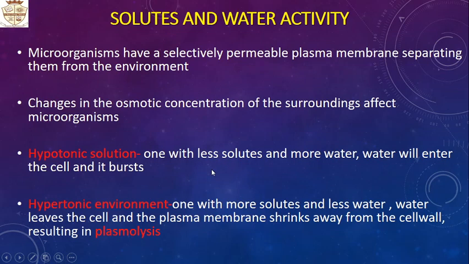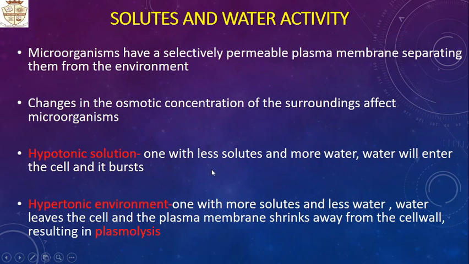What does the term selectively permeable mean? It means the plasma membrane allows certain substances to pass through it and blocks certain other substances. So changes in the osmotic concentration, in the level of solutes, in the level of water of the surroundings, we mainly mean liquid environments here. Any change in the level of solutes or the water in the liquid environment where the microorganism is growing can affect the growth of these microorganisms.